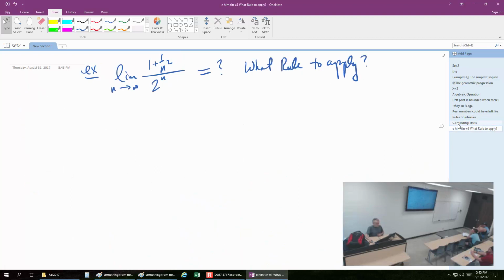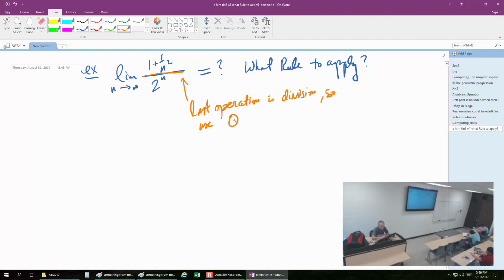Similarly here, the last operation is division, right? You first have to compute the numerator, then the denominator, and then you divide. So the last operation is division. So use the quotient rule. Okay? Now, that's one tricky thing. But you will figure out that if you look at the last operation, you know which rule to apply. So there are four operations, maybe five, and that will tell you which rule to pick out of the four.